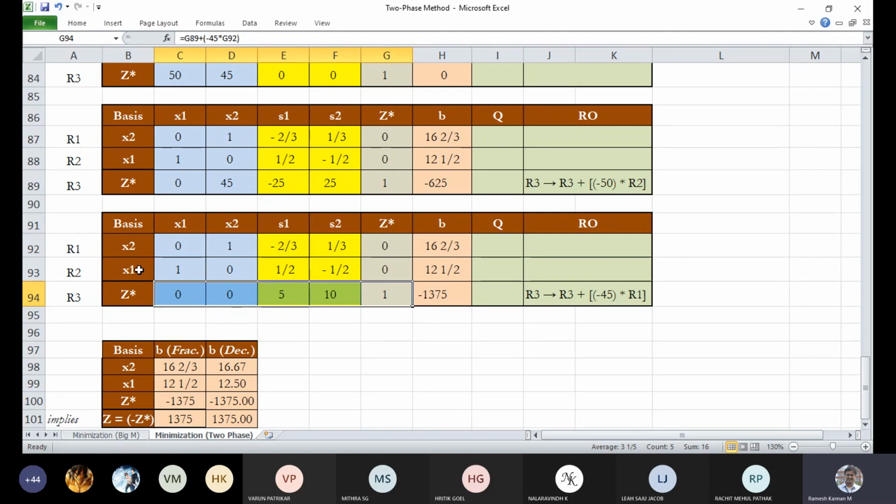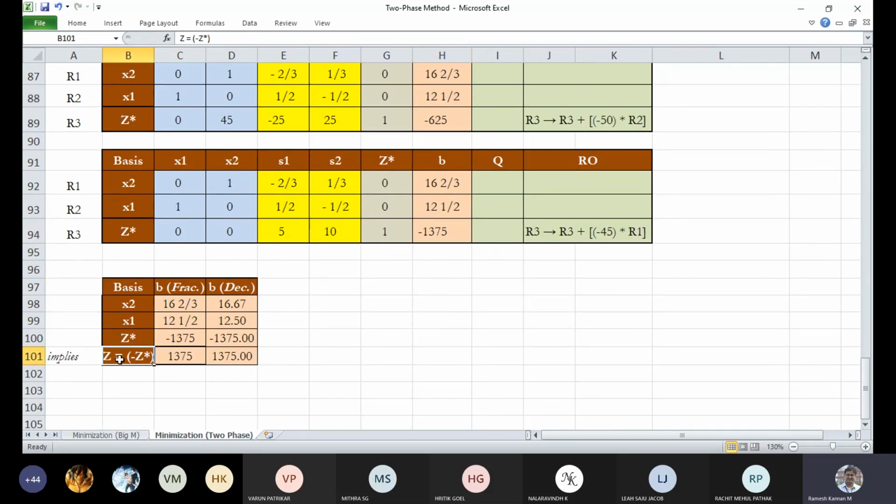And also to be noted that we have got x1 and x2, the values of the decision variables: x2 is 16.67, which is 16 2 by 3, and x1 is 12.5, which is 12 1 by 2, and z star equals minus 135. We know that z star equals minus of z, or minus z equals minus of z star. So when we take minus of minus 135, that will become 135. So this is typically the two-phase method.